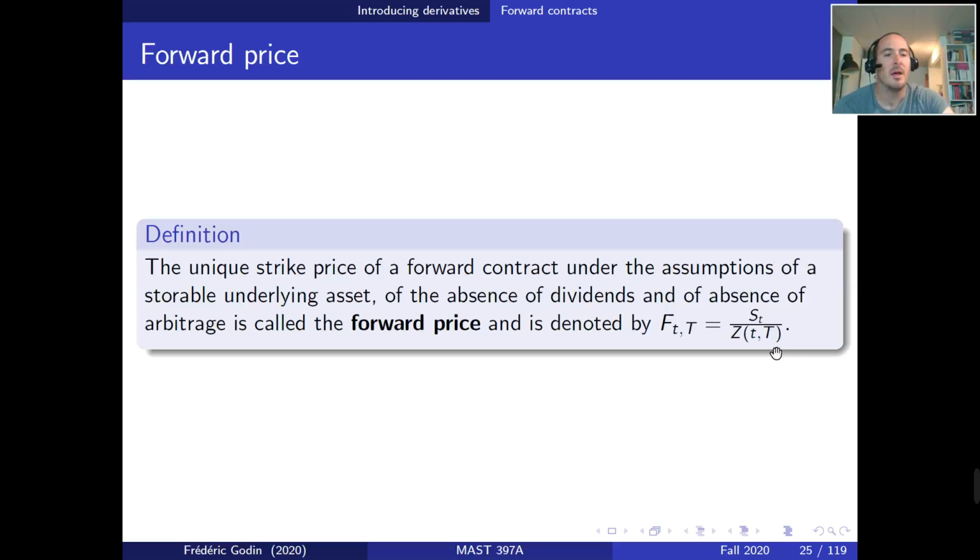Okay, so this value here is the only possible strike price for a forward contract that is entered into at time t, and for which the transaction between the underlying asset and the strike will occur at time T. Okay, so this is called the forward price of the underlying asset, and it's denoted by F(t,T).